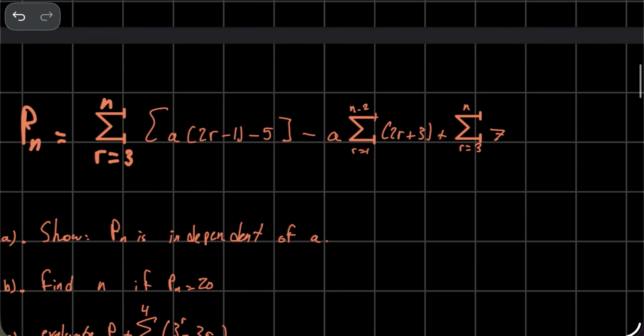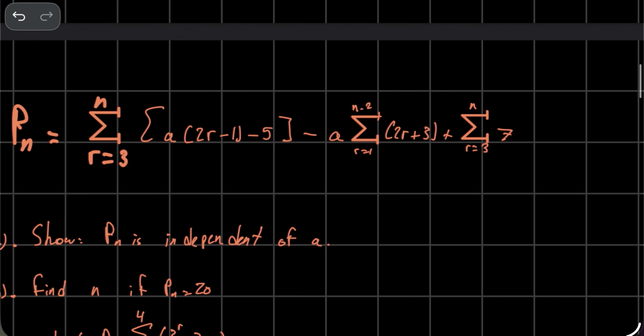It includes three sigmas, and not all of them have the same indexes. Like here it's n, here it's n minus 2, and here it's n. Even here it's different. Here it's 3, here it's 1, and so on. So let's take a look. Where is A exactly? We have A here, and we have A here. We don't have A here, or here, or here.